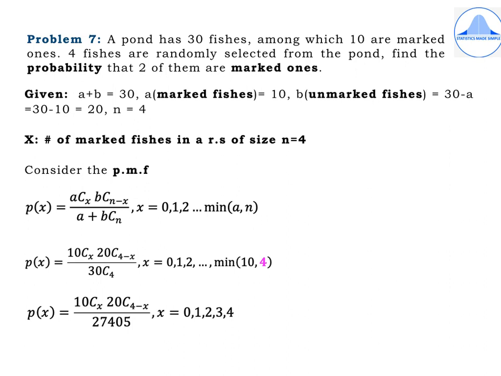So the last part of the PMF will be P of x equal to 10Cx 20C4 minus x divided by 27,405, and the range will be x equal to 0, 1, 2, 3, 4.